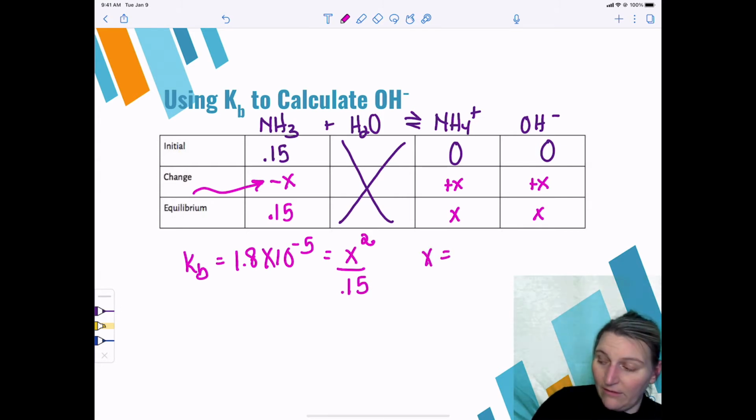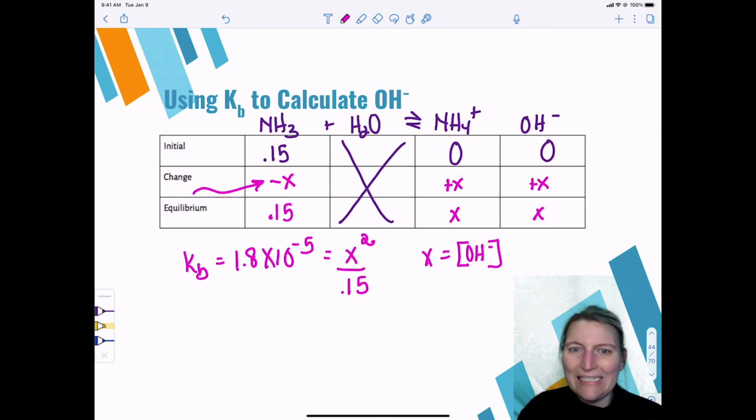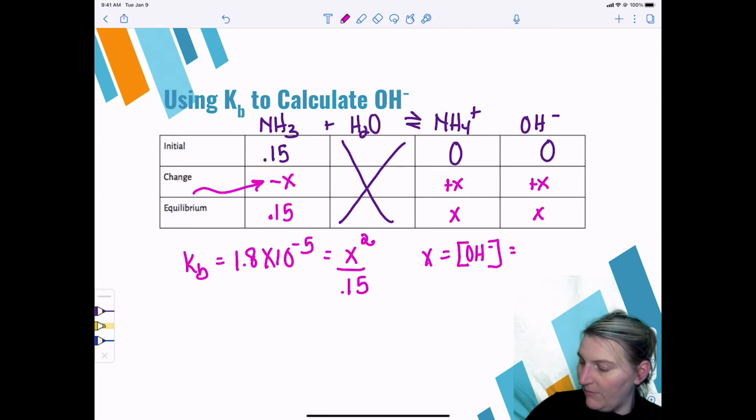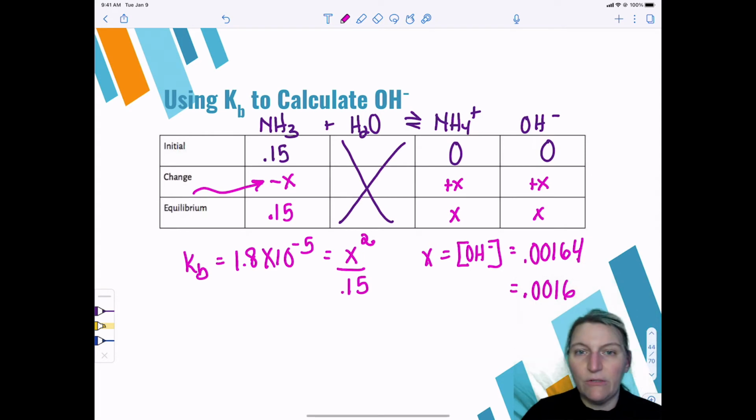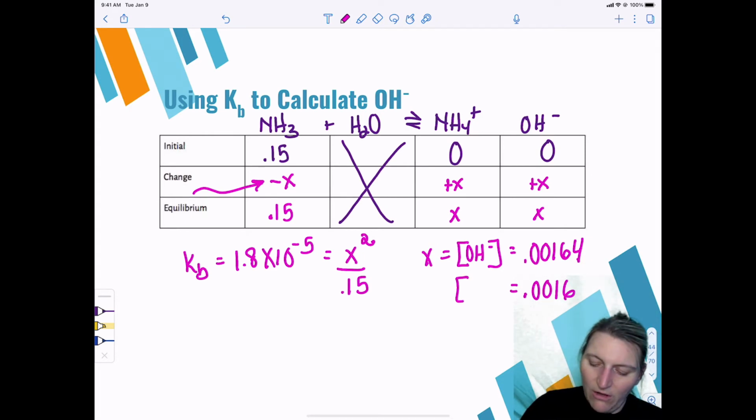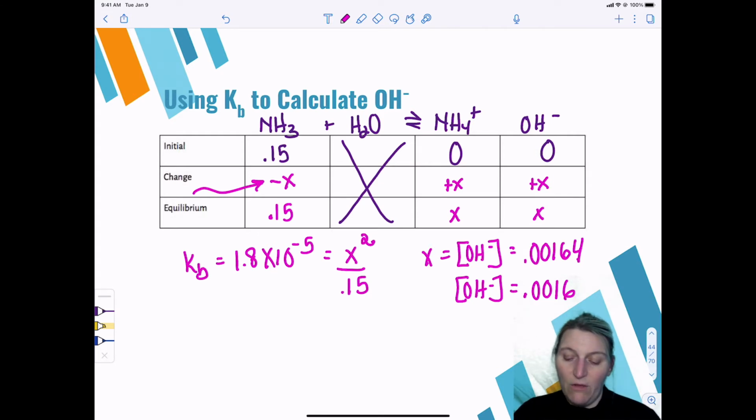I solve for X, which I have to, this is why it's important to say, what is X? Because in the last set of problems, X was the H plus. Here, X is the OH minus, and it comes out to be 0.00164. I should probably be able to just round that to two significant figures, 0.0016. Of course, if this is the concentration of the OH minus, I can take the negative log of that and find the pOH, and 14 minus that to find the pH.